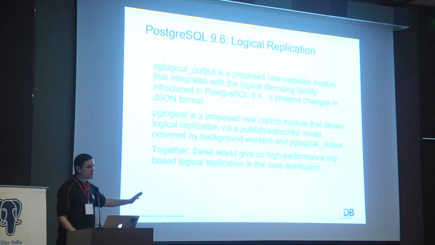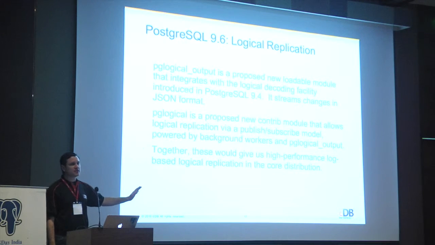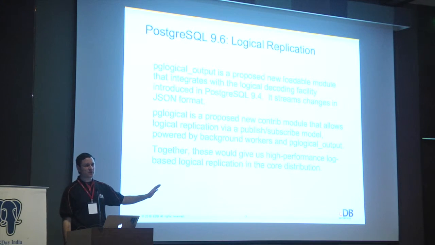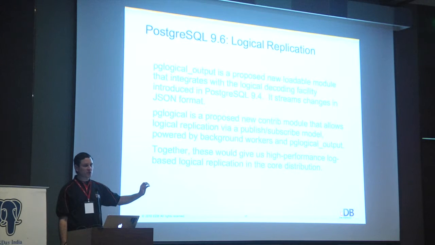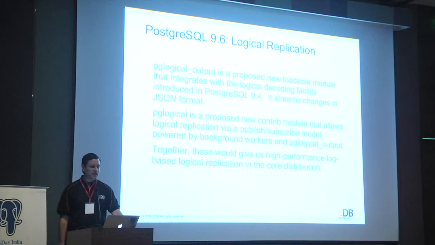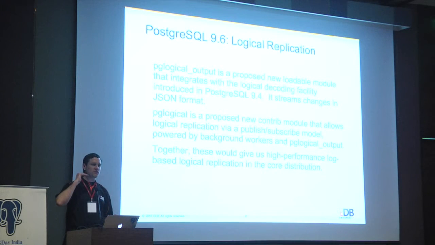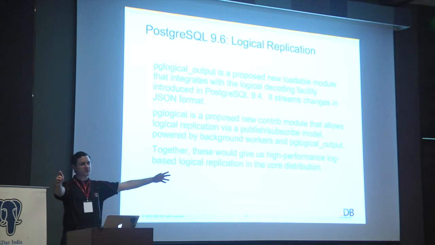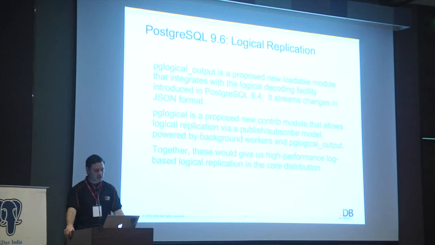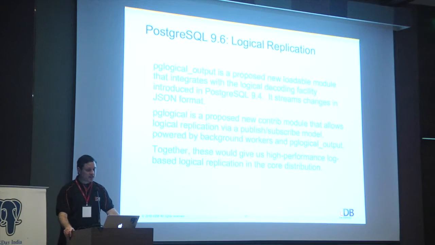But in PostgreSQL 9.6, we might start to get some of these pieces in core, which I think would be a really big step forward, so that you don't need to know C, but you can just do logical replication. And there's two halves of that, one side for the publishing server and the other side for the subscribing server, and those are PG Logical and PG Logical Output. Taken together, that would give us high performance, log-based logical replication in the core distribution, which would be really exciting. And in a couple slides, I'll talk a little bit more about why that's exciting.